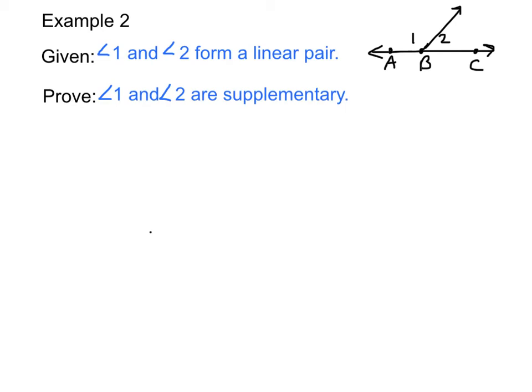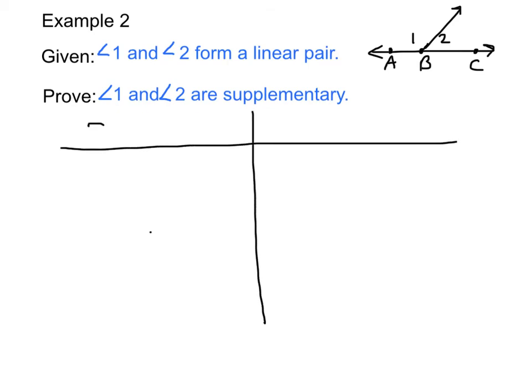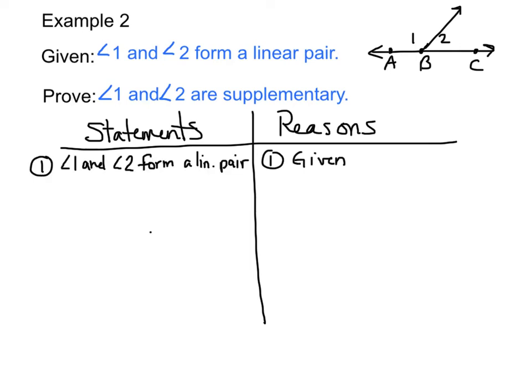Example 2, I do want you to write down. Given angle 1 and angle 2 form a linear pair, I want you to prove that angle 1 and angle 2 are supplementary. So the first thing we do is we write our two-column proof. So we have statements and reasons, and I'm just going to write down the given. So after I write my given, which says angle 1 and angle 2 form a linear pair, we go to the next part.